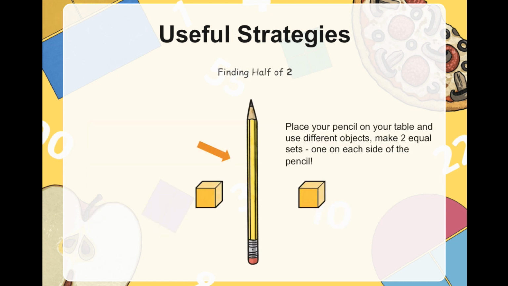Lastly, you may want to use objects to show a number that you're trying to halve. Lay them out on a table and use the pencil to make 2 equal sets, 1 on each side of the pencil. This will show you what half of the number is. You can also do this with pictures in your workbook or on a worksheet.